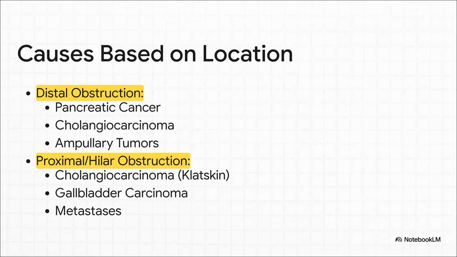If the blockage is distal, meaning lower down, your first thought should be pancreatic cancer. But if it's way up high near where the ducts leave the liver, what we call the hilum, then you should be thinking about cholangiocarcinoma, sometimes called a Klatskin tumor.